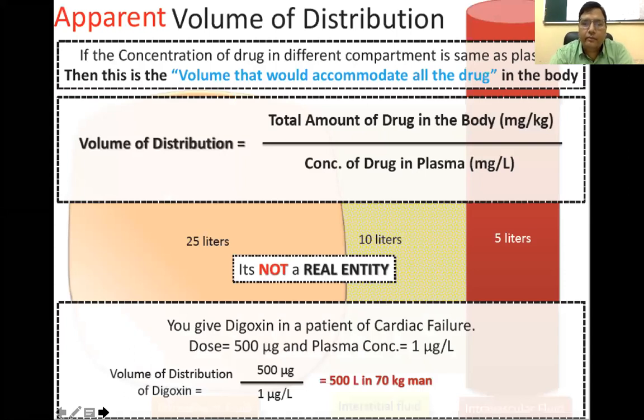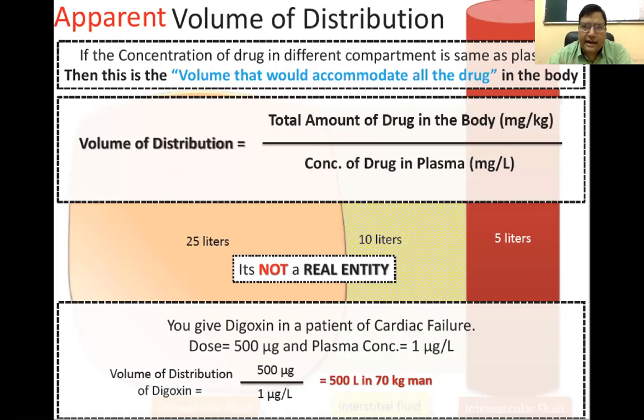So coming to one more interesting topic, or part, of pharmacokinetic distribution, is apparent volume of distribution. So if we consider the whole of the body as a single compartment, and the drug gets distributed evenly, or if the drug concentration in the different compartments is the same, then this volume is actually the whole volume of the body that is going to accommodate all the drug. But why this word apparent is added, that I am going to explain.